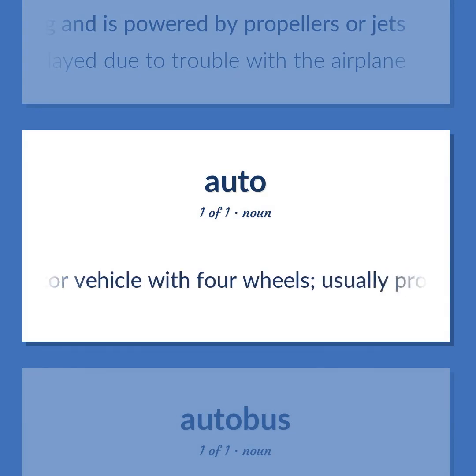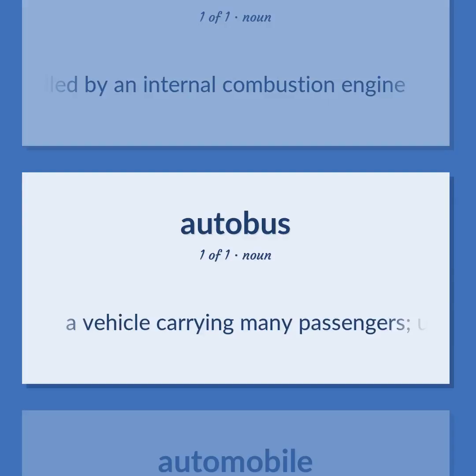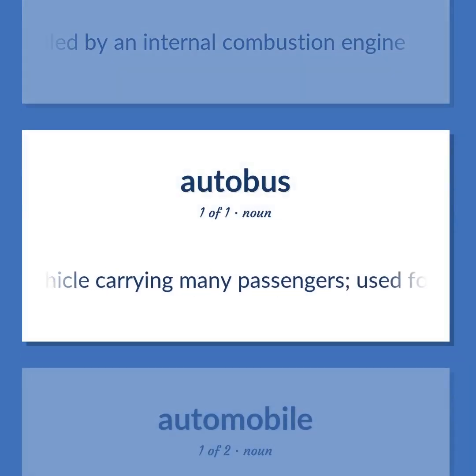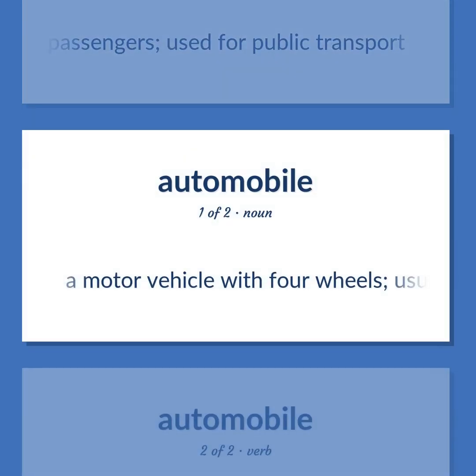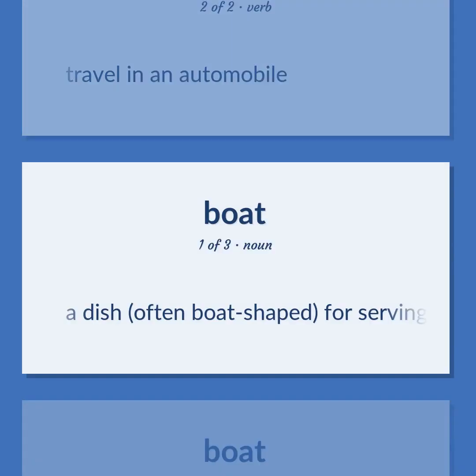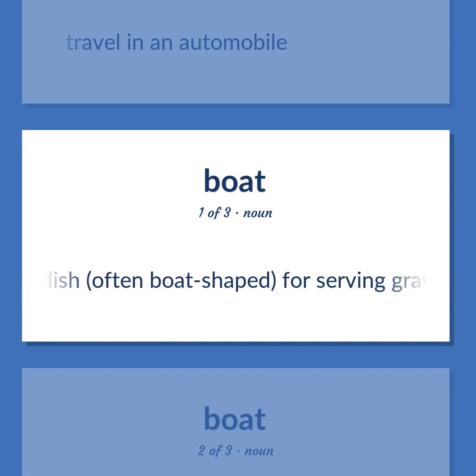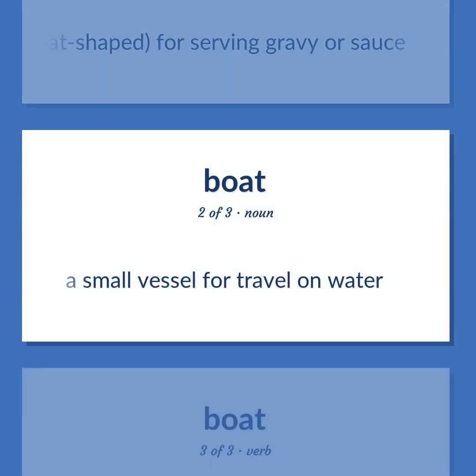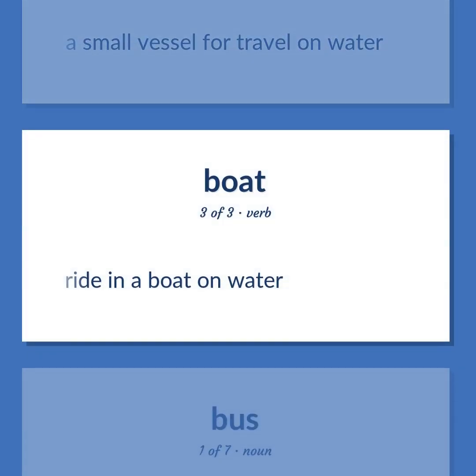A motor vehicle with 4 wheels, usually propelled by an internal combustion engine. A vehicle carrying many passengers, used for public transport. Travel in an automobile. A dish, often boat-shaped, for serving gravy or sauce. A small vessel for travel on water. Ride in a boat on water.